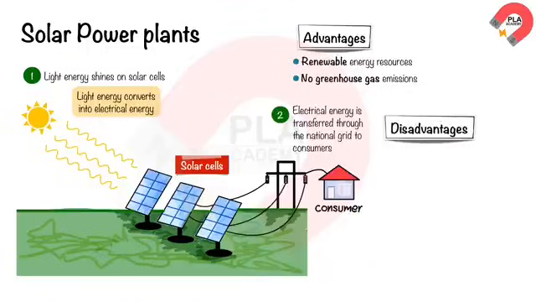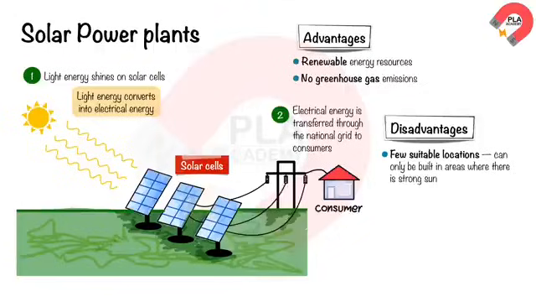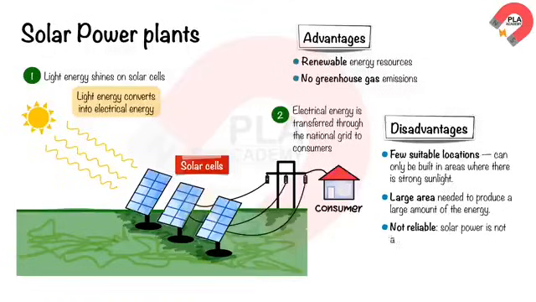Here are some of the disadvantages of solar power plants. Few suitable locations. Solar power plants can only be built in areas where there is strong sunlight. A large area is needed to produce a large amount of energy. Not reliable. Solar power is not always available; it depends on the weather, and only works when sunny.